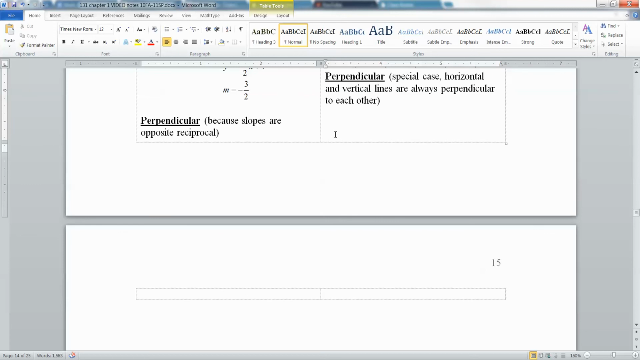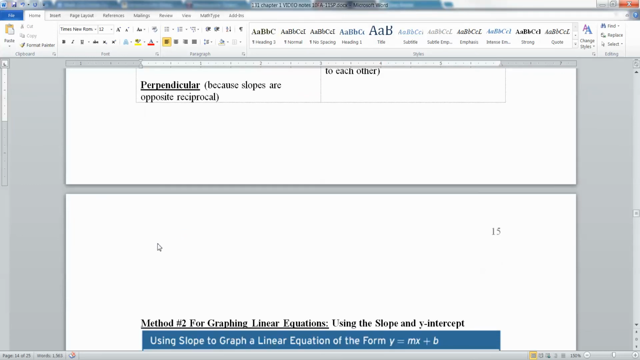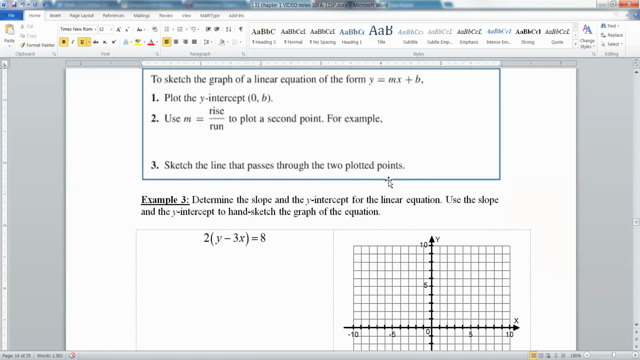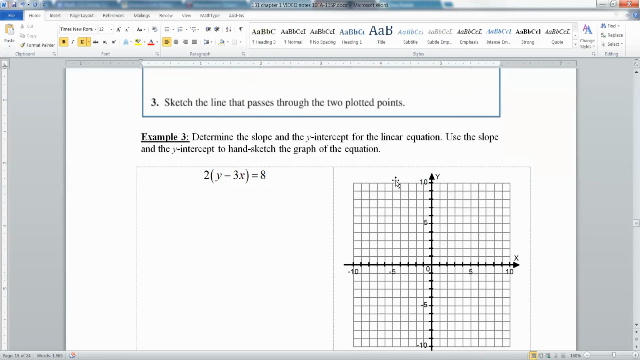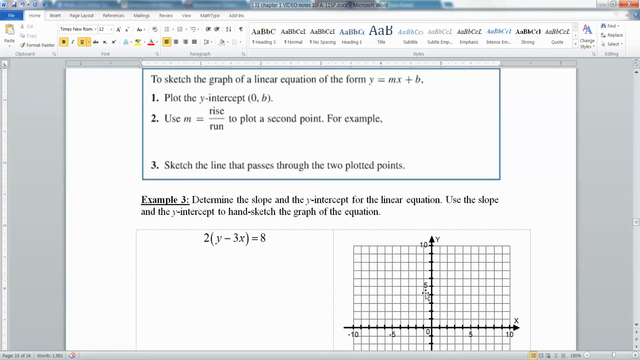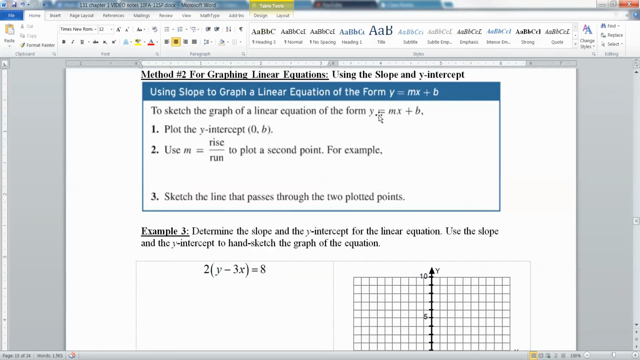All right, done with that little bit of that section. Okay, so now let's talk about the other method for graphing linear equations, which is probably the method most people use. It's the one where you start with your intercept and then kind of go up and over, down and over. All right, so if you're going to use this method, you have to get into y equals mx plus b. If it's not in that form, you're in trouble.